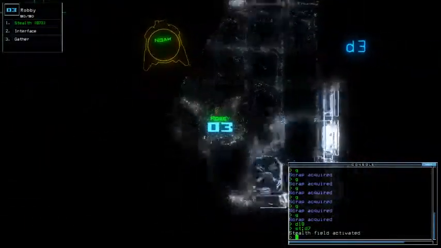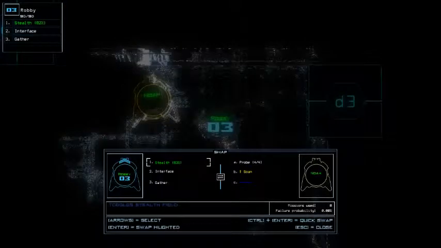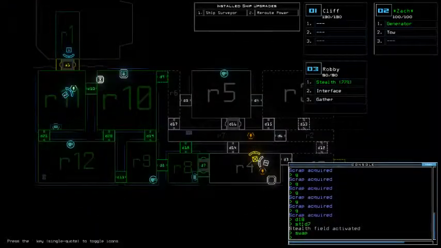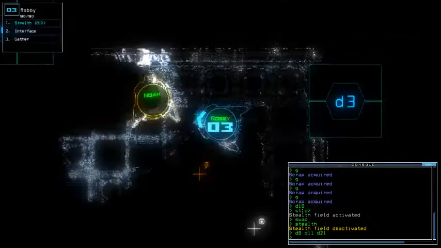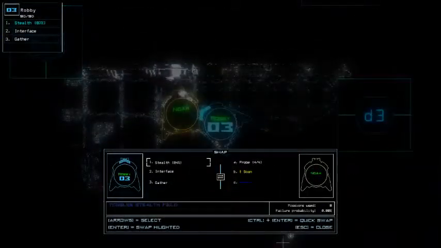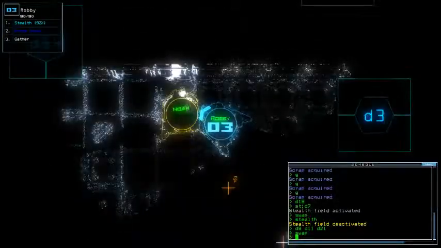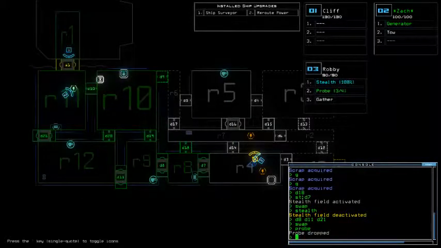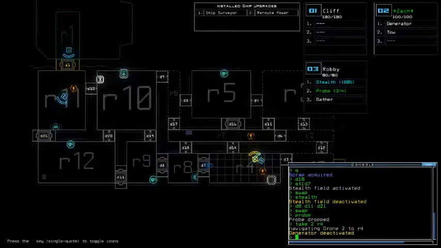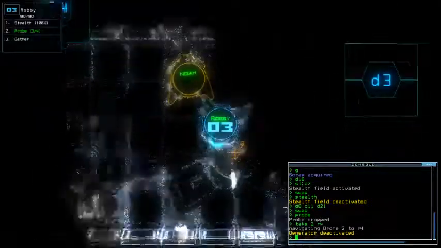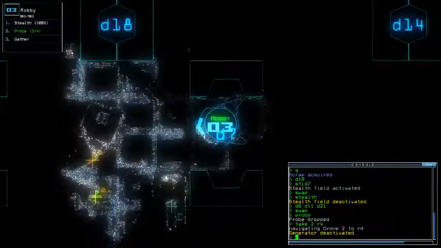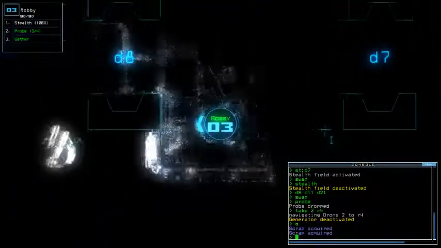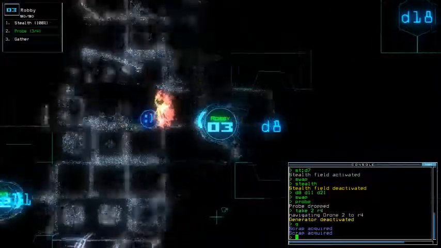Ooh, hello. Oh yes, stealth. So which one of you doesn't break? Okay. Alright. Two scraps here that I can just take in one go.